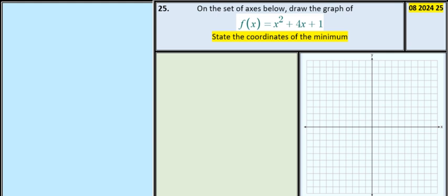Okay, question 25. On the set of axes below, draw the graph of f of x equals x squared plus 4x plus 1. State the coordinates of the minimum.